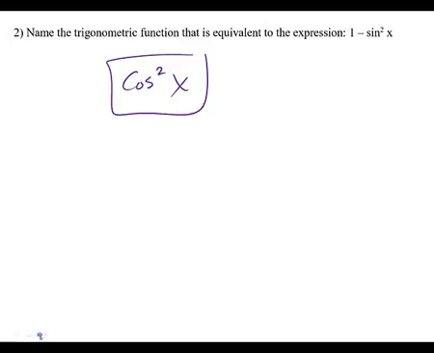All right. Name the trig function that's equivalent to the expression. So what is 1 minus sine squared? The answer's on the window, isn't it? What's 1 minus sine squared? Cosine squared x. Done. Okay. Pretty easy so far on the trig. I think the trig is very easy compared to a lot of what we did.